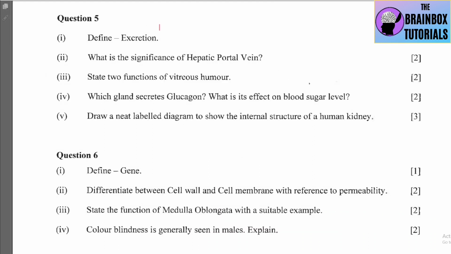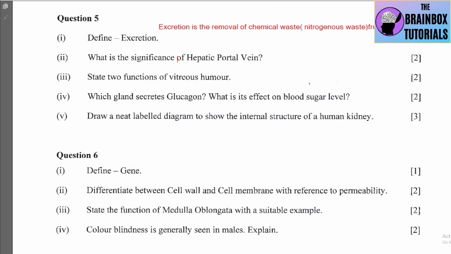Question number 5, part 1 is define excretion. So excretion, what is excretion? Excretion is the removal of chemical wastes. Now chemical wastes, you can also write in bracket that they are nitrogenous wastes from the body.